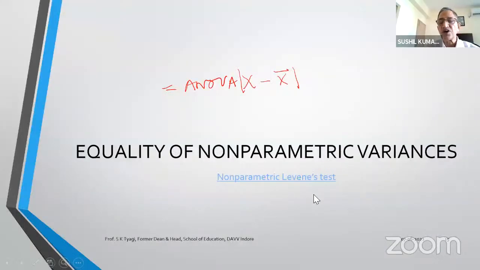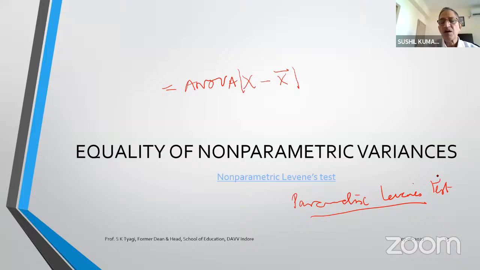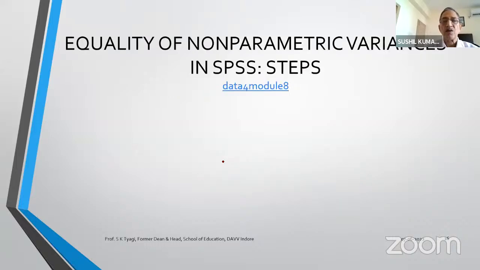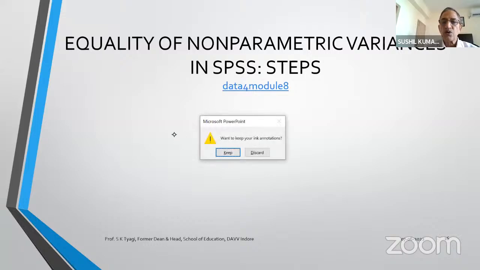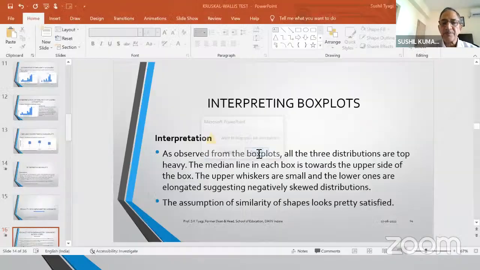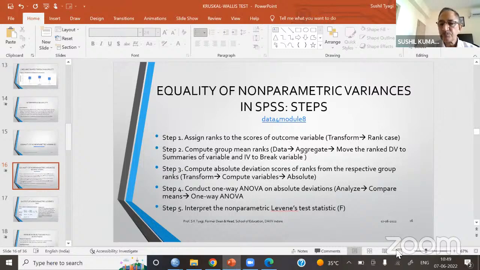Say, what is non-parametric Levene's test? One is parametric Levene's test. Whenever you conduct parametric ANOVA, you use this parametric Levene's test. And in the case of the Kruskal-Wallis test, you use the non-parametric Levene's test. I will tell you how. So we go to the data and I will show you how to calculate.